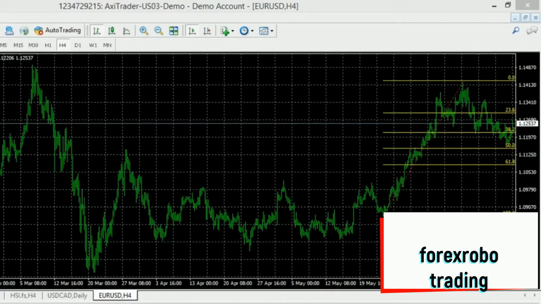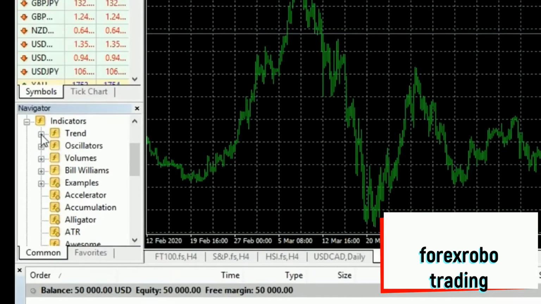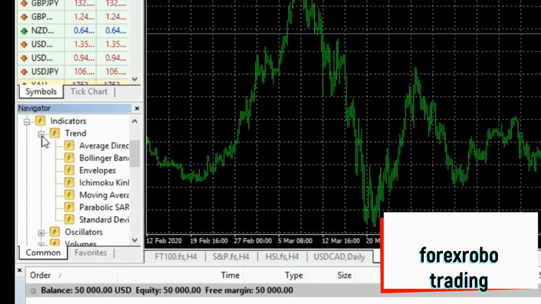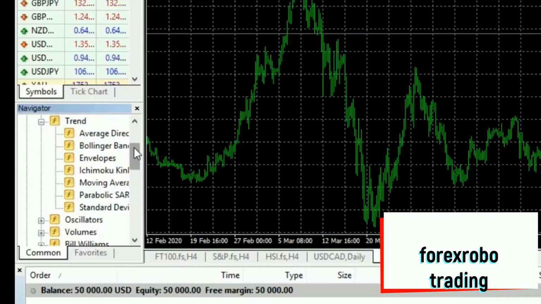Now, what I'm going to do is go down to the navigator window, which I mentioned at the beginning, and I'm going to open up a couple other trending indicators that I want to look at along with Fibonacci. So I'm going to expand the trend folder by left clicking on the plus sign again. Okay, now it opens up a few other indicators here. Now you can see there's quite a few, and some of these we'll cover in other tutorials, but I want to cover the top 5.